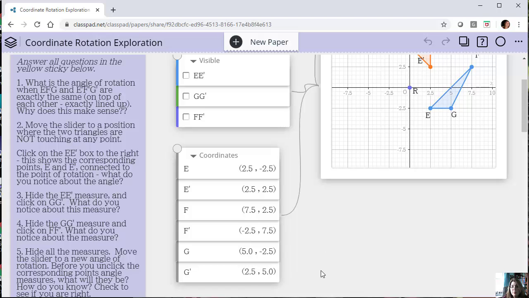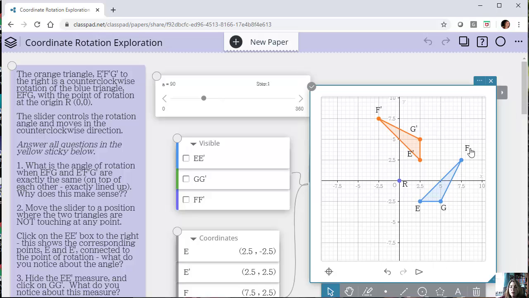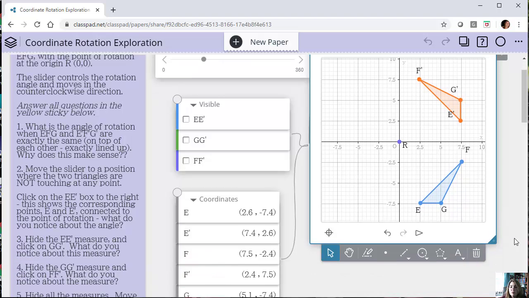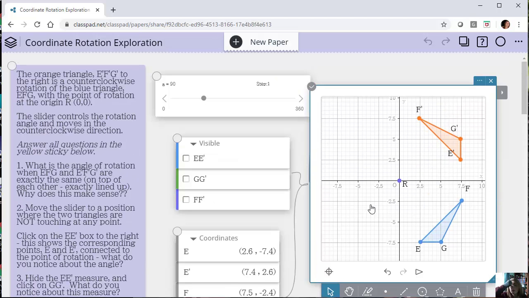So just interesting patterns, and is there a way to figure out what's happening? Right now this shape is in two different quadrants. Let's see if it matters if I change it to be in one. Now it is in one, and it's switching. So these are different things that they're going to be discovering about coordinates.